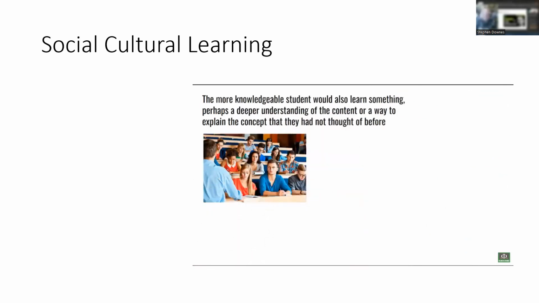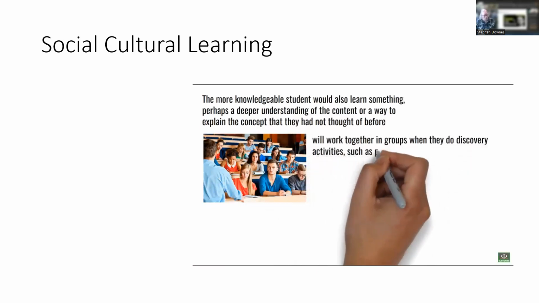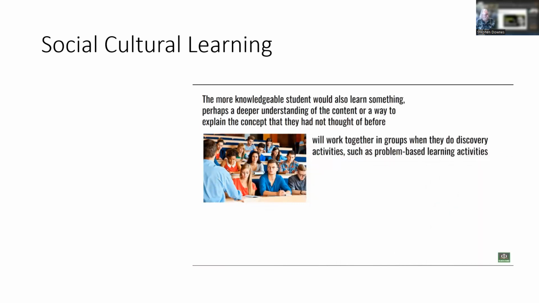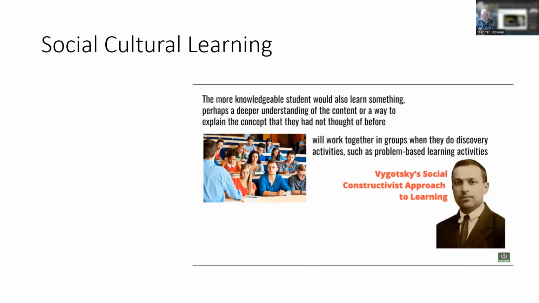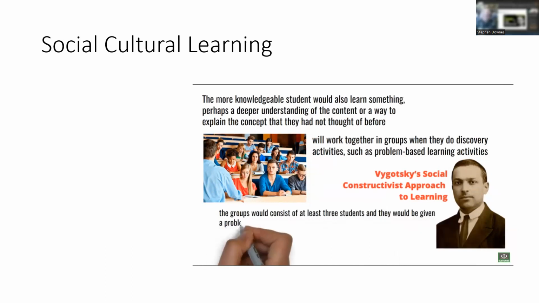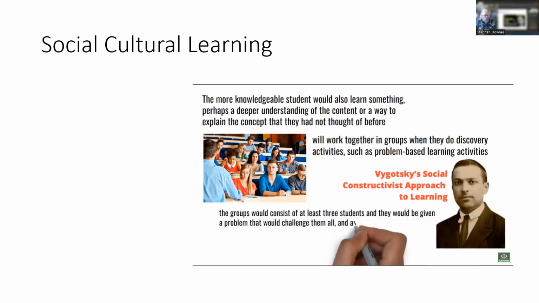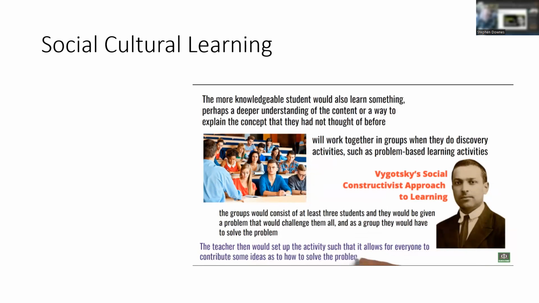Students of different readiness levels will work together in groups when they do discovery activities, such as problem-based learning activities. In Vygotsky's social constructivist approach to learning, the groups would consist of at least 3 students, and they would be given a problem that would challenge them all, and as a group, they would have to solve the problem. The teacher then would set up the activity such that it allows for everyone to contribute some ideas as to how to solve the problem before any method is attempted.